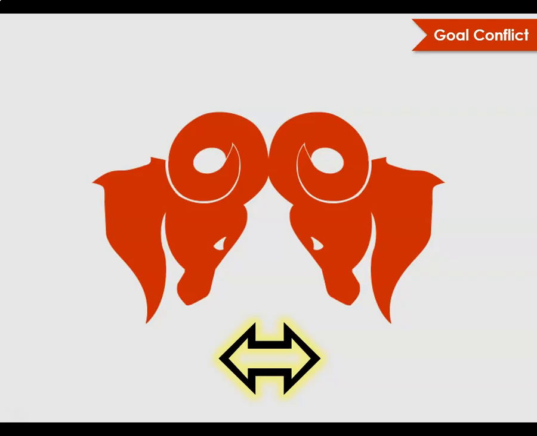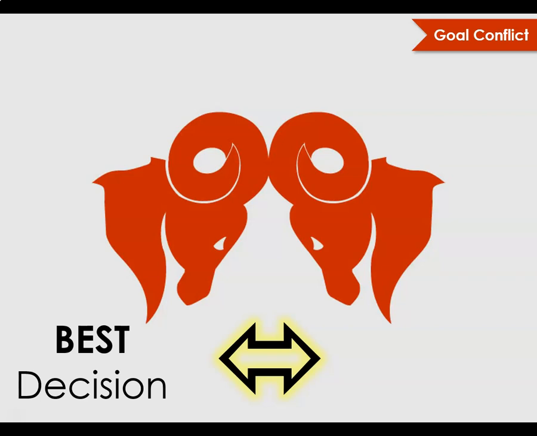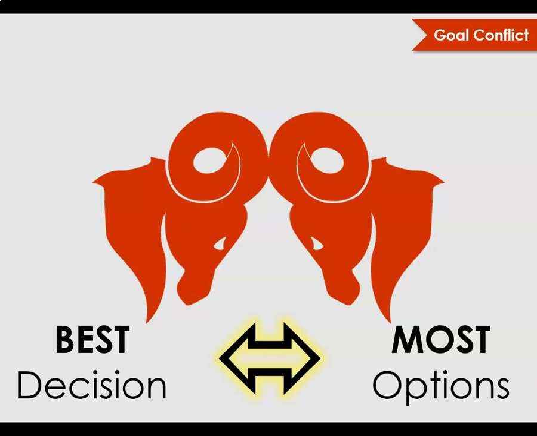Let's get started. Let's begin with a question. What are the two primary conflicts that happen when consumers have to make really important decisions? In other words, there's goal conflict. Well, most consumers want to make the best decision, a decision that's in their best interest. But consumers also want to have the most options.